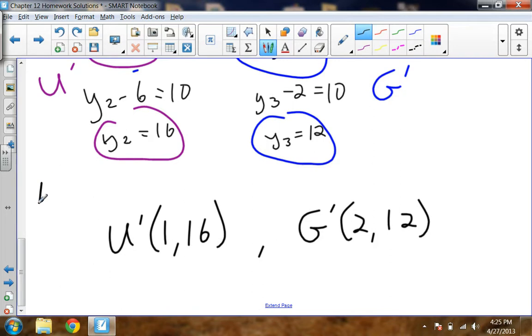And then we have m prime. What was it? -3, 6. Which we didn't have to answer, but we gave that. So this would be a new triangle. It is the image of this pre-image.